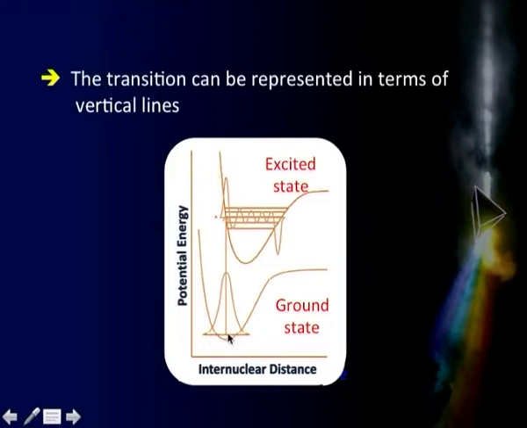So the consequence of that is we can represent this transition in terms of vertical lines. That means a transition starting from here will lead to this place here. That means by the time the transition takes place, the internuclear distance does not change. So that is the implication of the Franck-Condon principle.